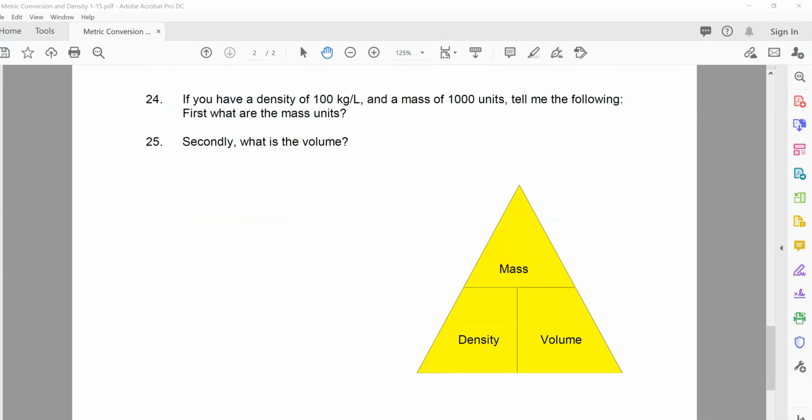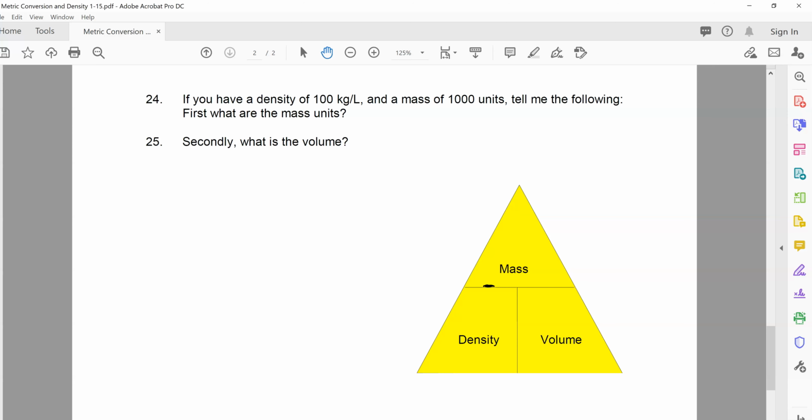So there's a thing called a density triangle that you can see right now on the screen. The density triangle is divided into 3 areas. The top point is mass, the bottom left is density, and the bottom right is volume. So this is representing the formula. So what we need to know is, how does this triangle help us remember the formula?